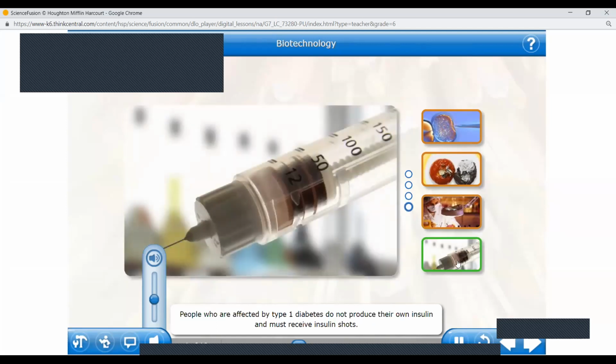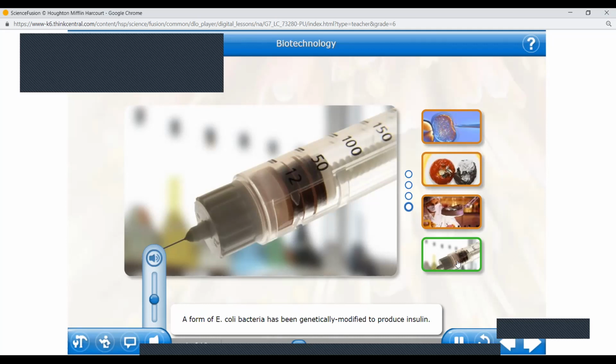People who are affected by type 1 diabetes do not produce their own insulin and must receive insulin shots. A form of E. coli bacteria has been genetically modified to produce insulin. To do this, the gene that makes human insulin is inserted into the genes of a strain of E. coli bacteria. After the gene is inserted, the bacteria becomes an insulin-producing factory. Once produced, the insulin is extracted from the bacteria, purified, and ready for use by humans.